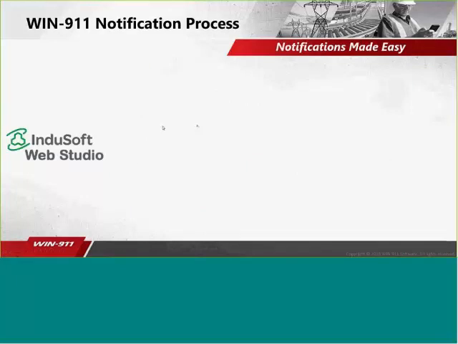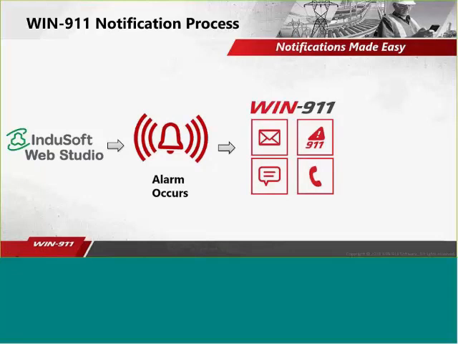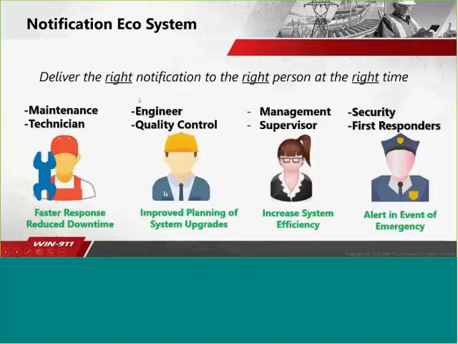Now if you use WIN911, an alarm occurs, and you use WIN911 to create a configuration that takes into account all of those things to make sure that you are notifying the right person when you need to take care of an alarm condition. So with WIN911, you can automate that entire process so that you don't have to have a person manually going through a step-by-step list, or whatever it may be that your particular facility does currently.